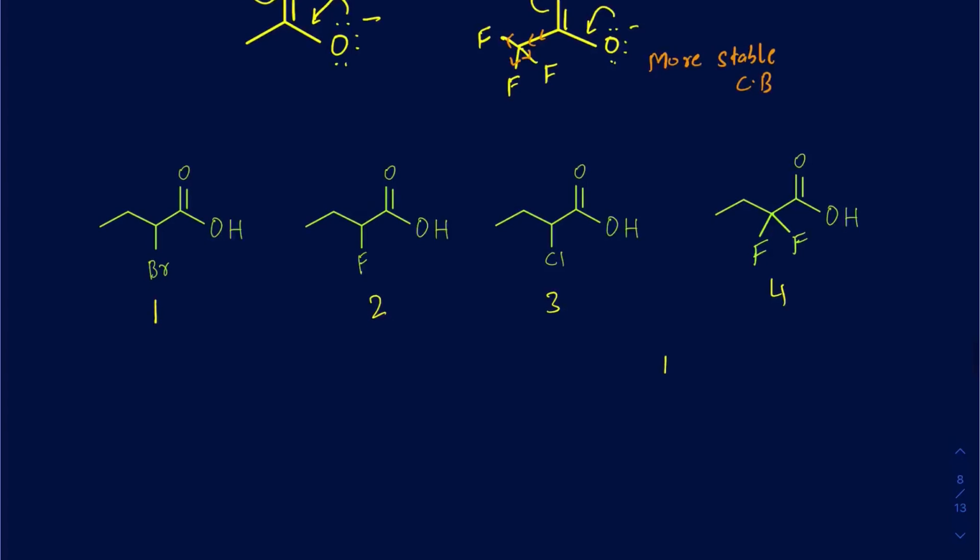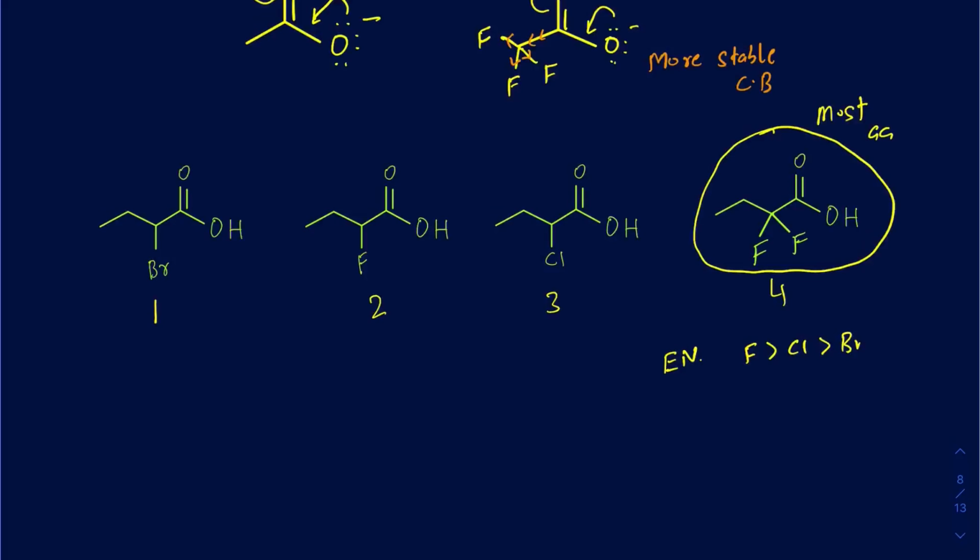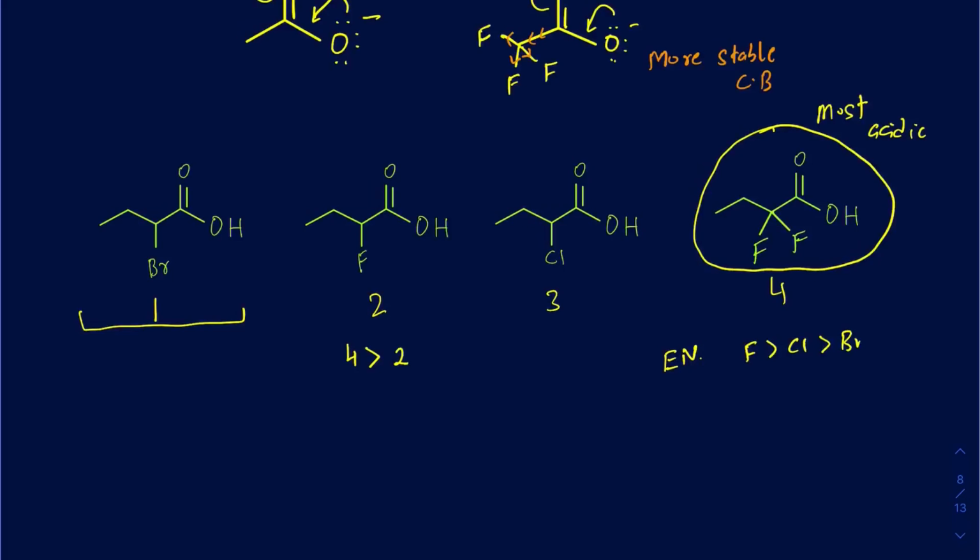So when I'm writing those electronegativity orders, I know fluorine is more electronegative than chlorine, which is more electronegative than bromine. And since we have two fluorines on this fourth one, this is actually going to be the most acidic because we're going to have the most inductive effect in this particular case. And the least acidic is going to be the one with bromine because the bromine is the least electronegative. So if I order those in acidic strength, your 4 is going to be the most acidic, followed by 2, because now in 2, you got fluorine that's going to be more electronegative than chlorine and bromine, and 2 is going to be more acidic than 3, and your least acidic in this particular case is going to be the bromine, or 1 technically.